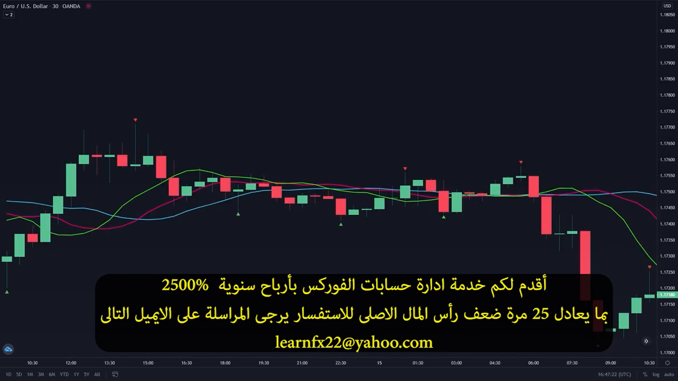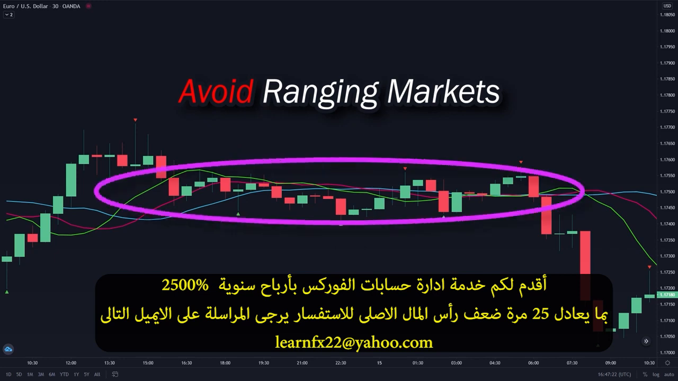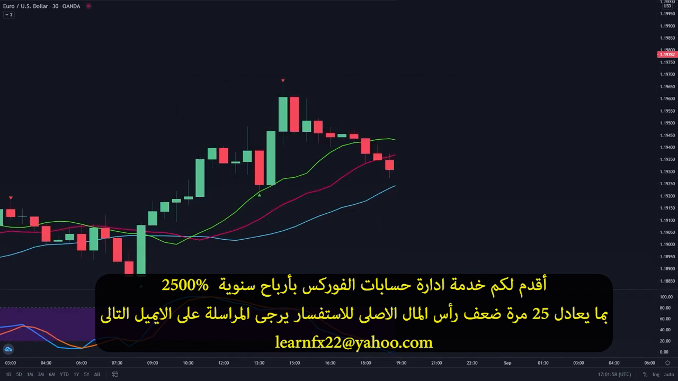Remember, we want to avoid ranging markets that have no clear direction, which can be identified by the lines crossing multiple times in the middle like this. So, once you've identified a trend, the next step is finding our entry signal.